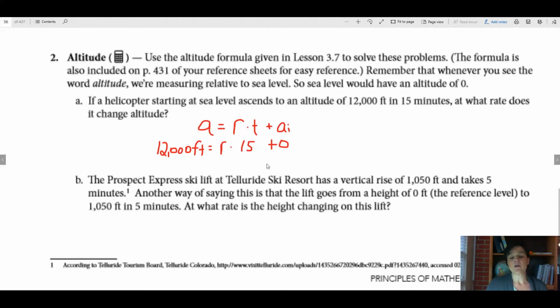Okay, so now that we've plugged in our numbers, we're left with 12,000 feet equals rate times 15 plus 0. We know the plus 0 is not going to do anything, so we're just left with this. To get R by itself, we divide both sides by 15. That cancels this out, so you're left with R by itself. So your answer, I'm not going to do the answer, but it will be 12,000 feet divided by 15.